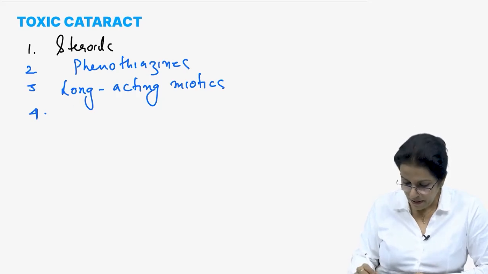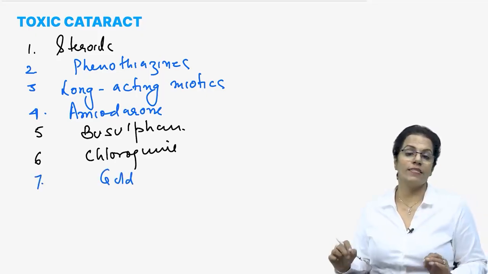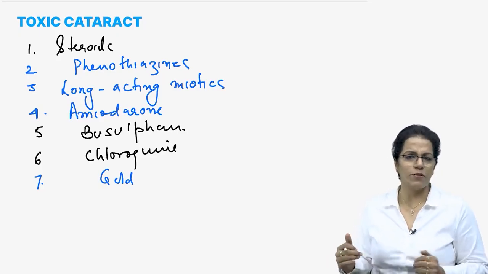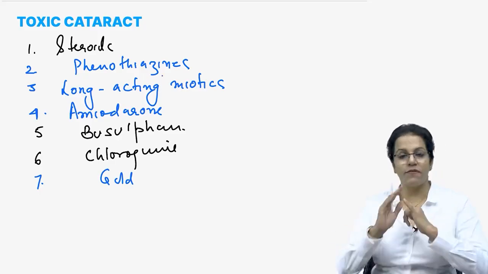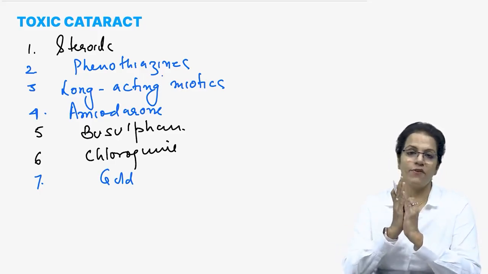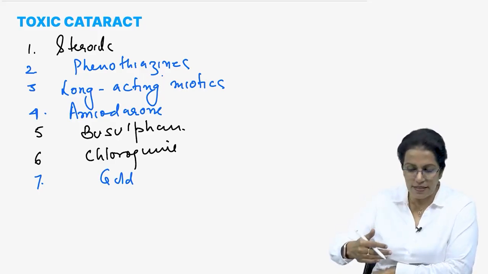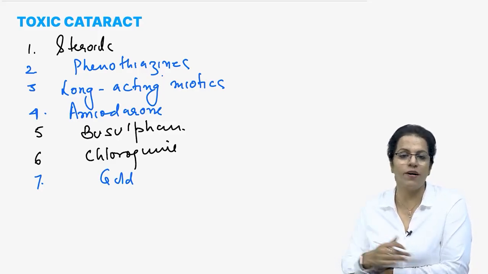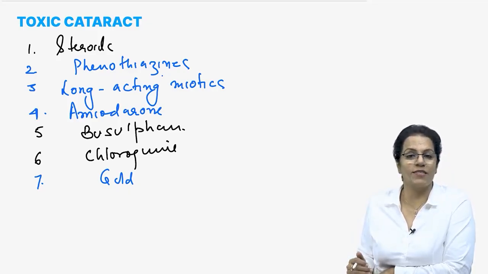Then, amiodarone, busulfan, chloroquine and gold, right? So, this is the list you have to know. Why have I written two colors? Let's understand. Of course, the first theme you should take is for steroids and the second for phenothiazines. That's why I have written this way. Not everything is in sequence to be learned, but yes, 1 and 2 are. After this comes the rest of the causes of toxic cataract.